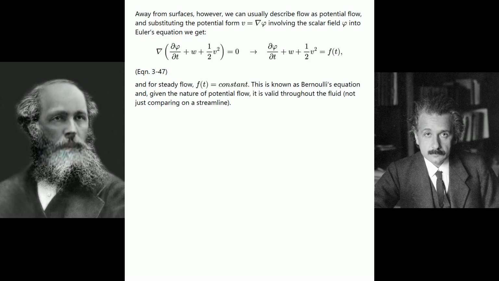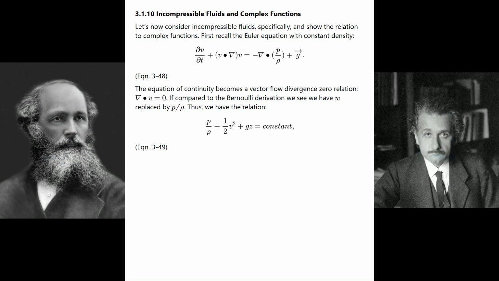Away from surfaces, however, we can usually describe flow as potential flow, and substituting the potential form V equals gradient phi, involving the scalar field phi, into Euler's equation, we get, see equation 3-47, and for steady flow, f of t equals constant. This is known as Bernoulli's equation and, given the nature of potential flow, it is valid throughout the fluid, not just comparing on a streamline.